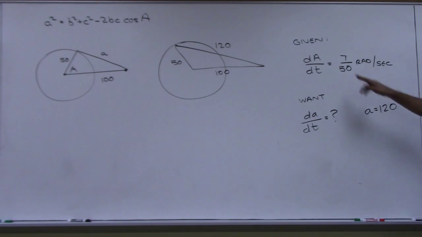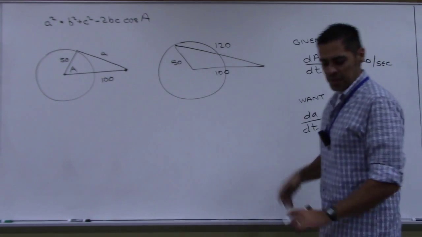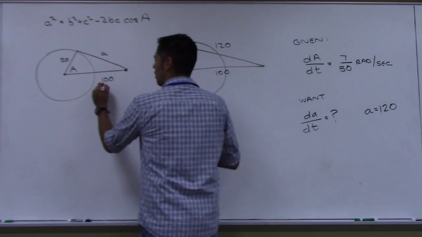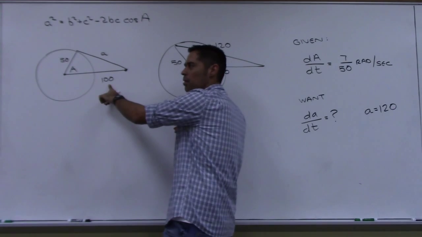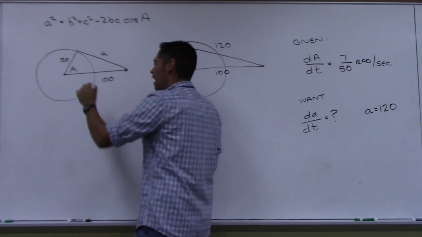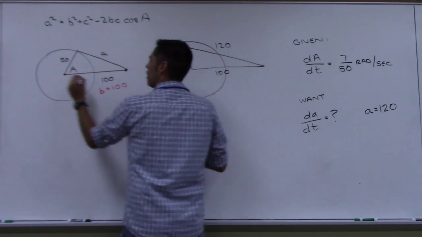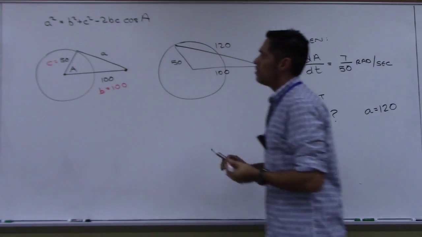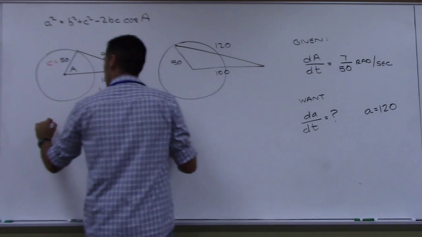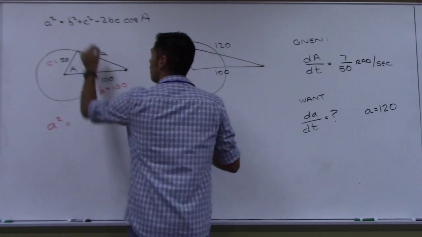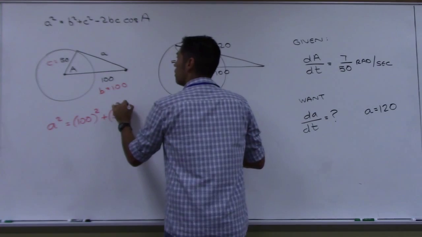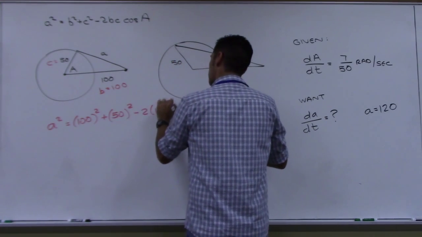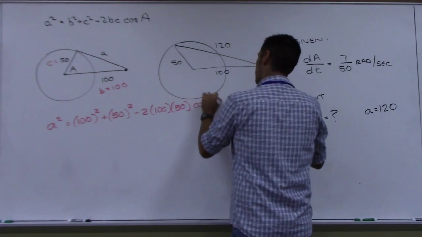All you needed was a formula that related this to this, which was there, except B and C. You could call this one B. Let's take a vote: how many of you called 100 B? And how many of you called 50 B? About half and half, so it doesn't matter how I do it. I'm going to call B 100 and C 50. So that formula becomes a squared equals 100 squared plus 50 squared minus 2 times 100 times 50 times cosine of capital A.